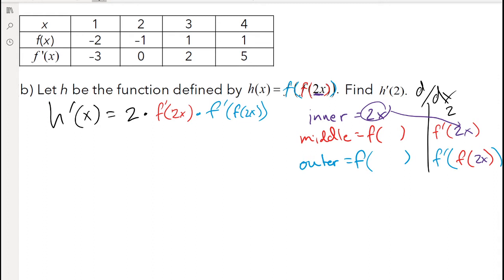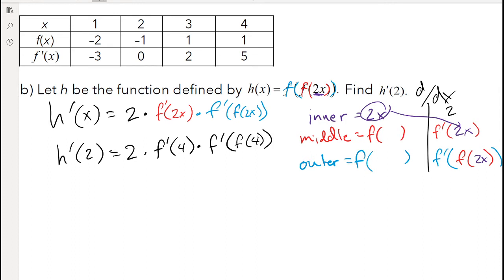That's all it is. That's the derivative of h of x. Now when you evaluate this, h prime of 2 is going to be equal to, and we just plug in 2 wherever it's the x here, so we have 2 times f prime of 2 times 2, which is 4, times f prime of, again, f of 2 times 2, which is 4 again. We just go through and we evaluate this one piece at a time here.